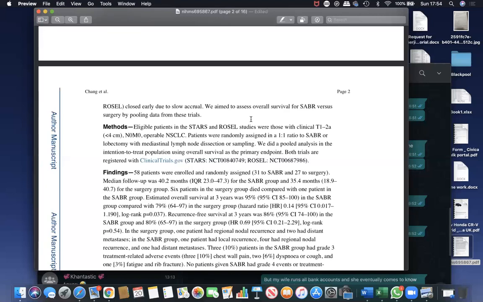Did they have a clear null hypothesis? The null hypothesis is not mentioned anywhere in the article. Not mentioned in this study. How do you set an objective of a study? By clearly defining the null hypothesis. And what should have been the null hypothesis for this study? There is no difference between surgery and stereotactic radiotherapy in treatment of stage 1 non-small cell lung cancer. That's a very positive null hypothesis. Do you want to go more negative?